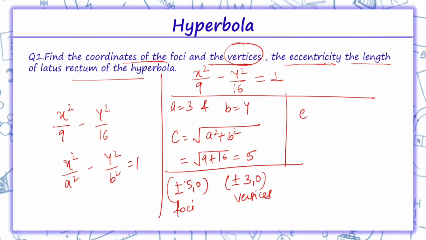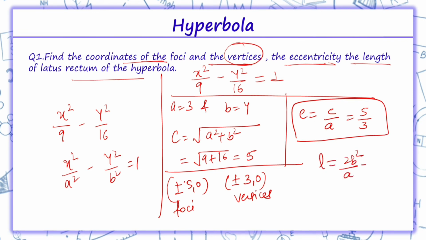Then we have to find eccentricity. Eccentricity is given by c by a. So c is 5, a is 3. So eccentricity is 5 by 3. Length of latus rectum is given by 2b square by a, which is 2 into 16 upon a, which is 3. Thus the answer is 32 by 3.